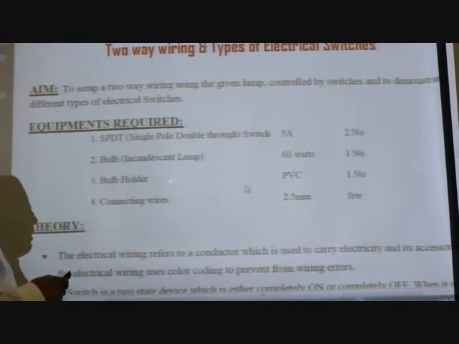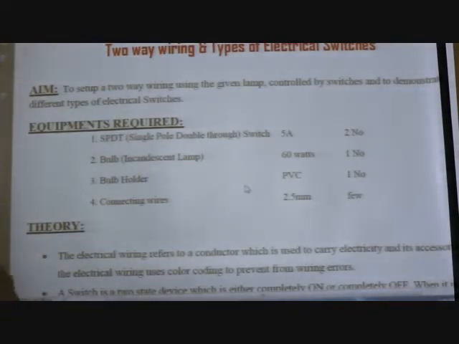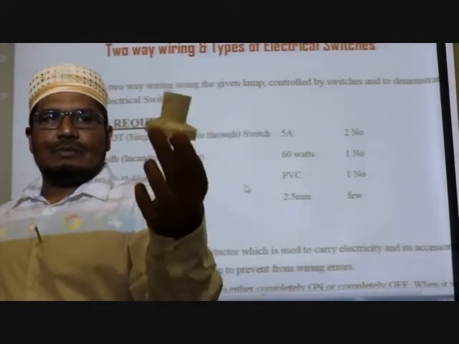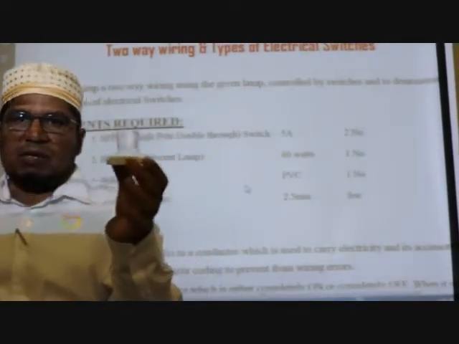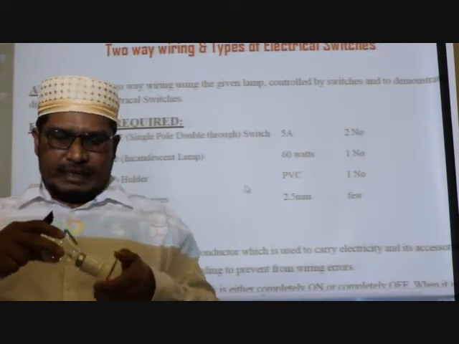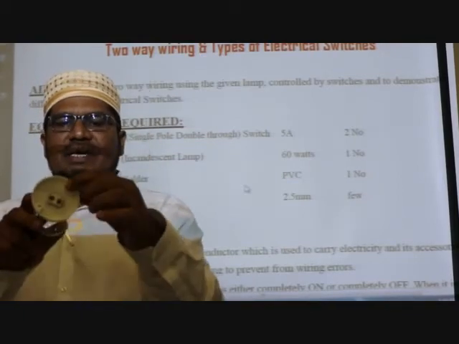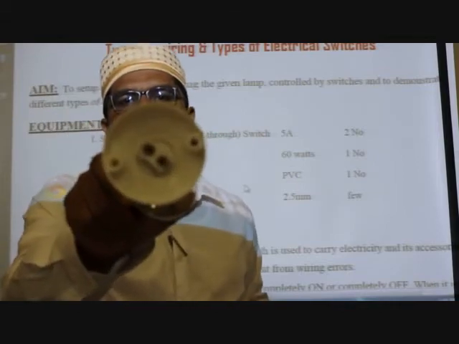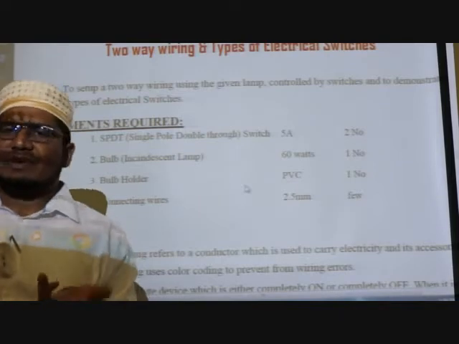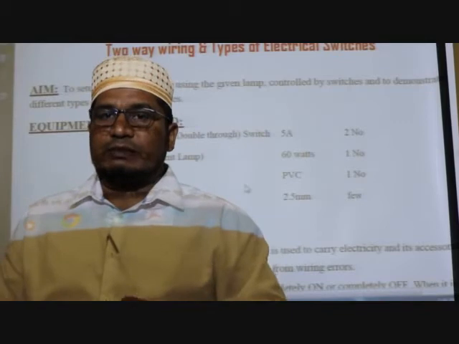Now the bulb holder, we need a PVC bulb holder. This is the bulb holder. We have different models of bulb holder, inclined and surface, many button types, many are there. Like this we can connect the lamp, and phase and neutral connections are there at the back. You can use either one, because this is AC supply, you can change the terminals, phase to neutral, neutral to phase, no problem. But for DC you must connect plus to plus, minus to minus.